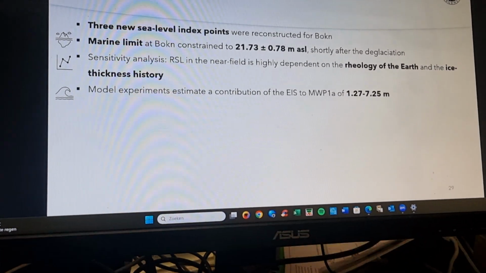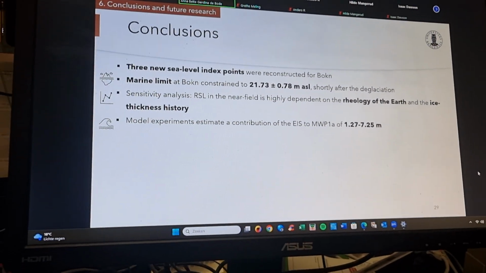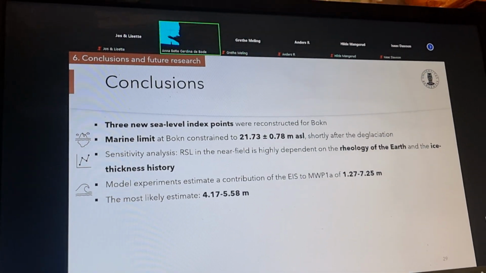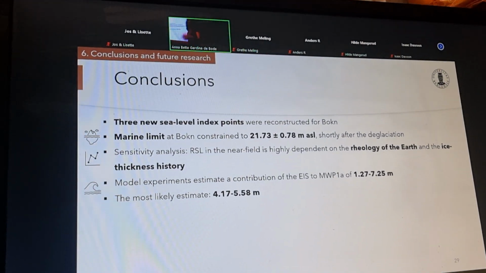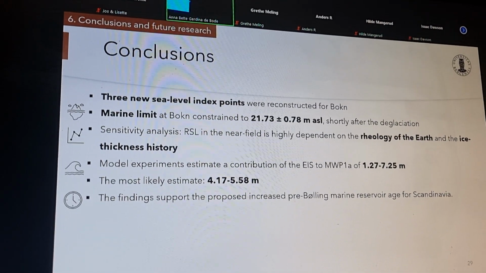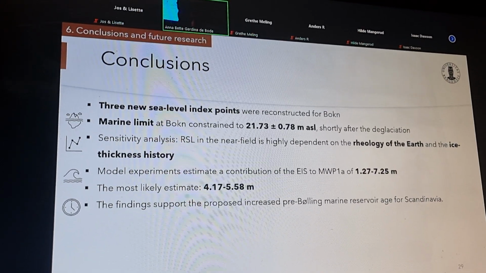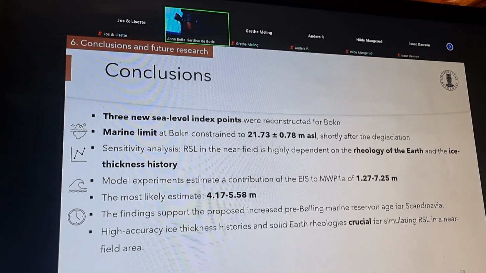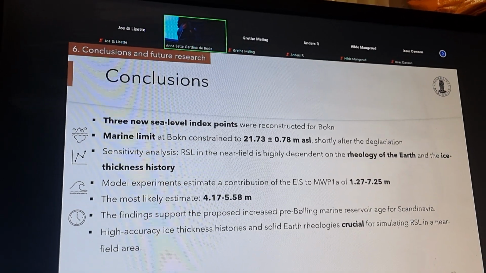Model experiments, so this is considering all model experiments, estimate a large range of contributions, but we can refine that using the empirical data. So this is really where they come in the combination, and that makes it a very nice approach. And then the findings in the study support this increased pre-burning marine reservoir age. This might be an improved age for Scandinavia. And then I really want to stress that high accuracy ice thickness histories and solid Earth rheologies are crucial for simulating relative sea level in the near field area.